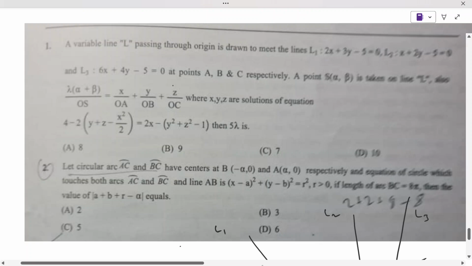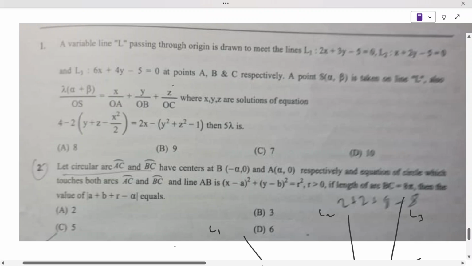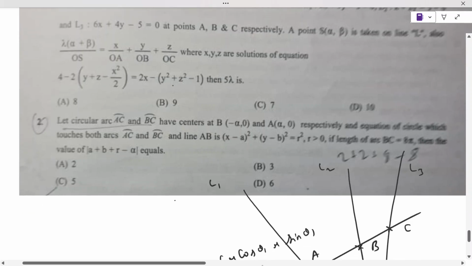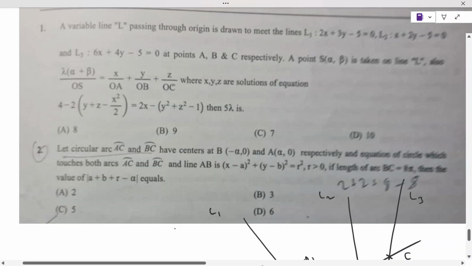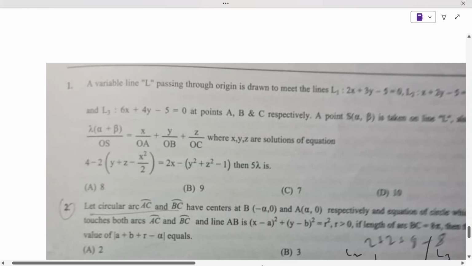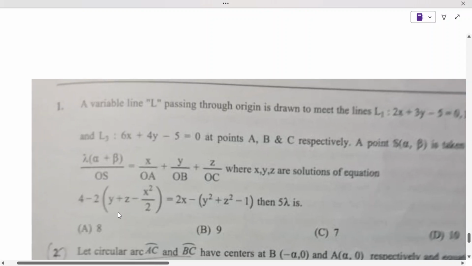So this point alpha comma beta is taken on the line L, and also lambda into alpha plus beta by OS is equal to x by OA plus y by OB. The solution I have to establish, and x, y, z are the solution of this equation. This equation I have to solve first.